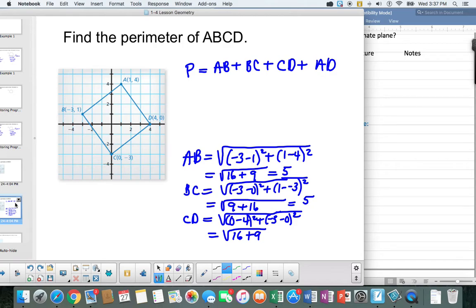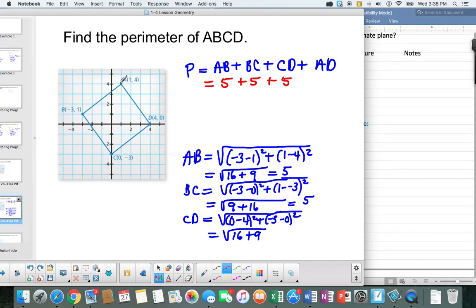Okay, here's the answer. Perimeter is the sum of all the sides. And you can see that already I've done some of the work. I've used the distance formula for AB, BC, and CD. So far, I know that this answer is 5, this answer is 5, this answer is 5, and I left the last one because I'm not going to use a distance formula here.